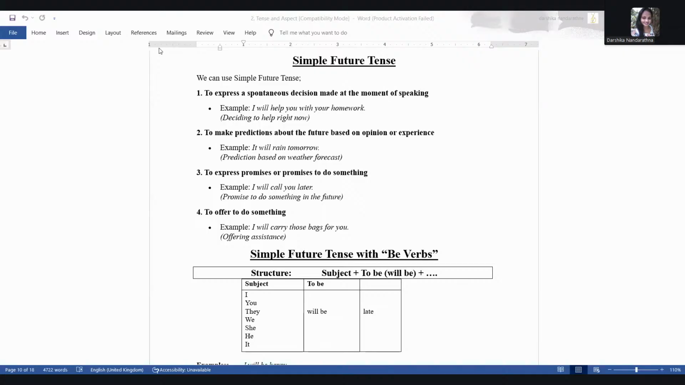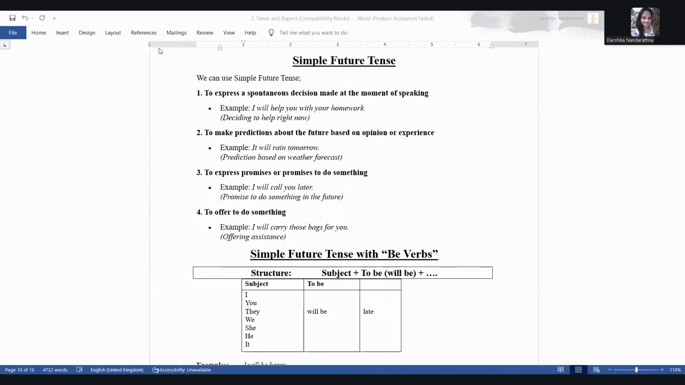Okay, so to talk about spontaneous decisions made at the moment of speaking, we use simple future tense. I will come with you. I will help you. I can do this. So I will do this. So like that, deciding to do something at that moment, we use simple future tense.